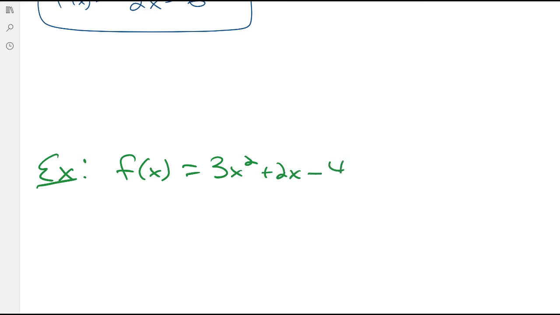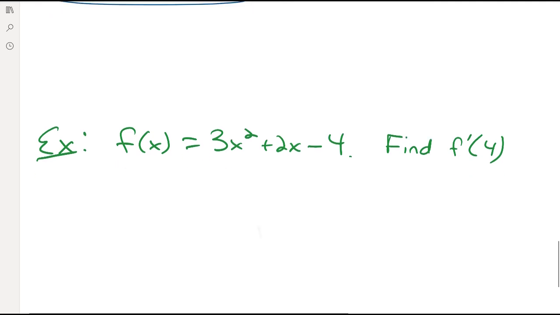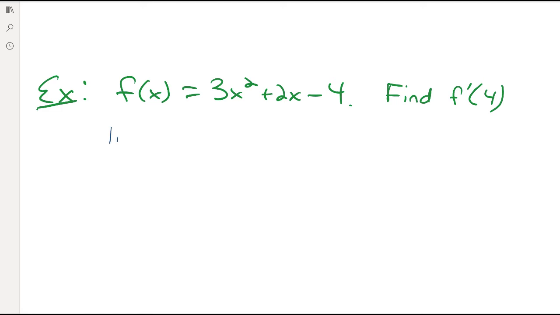Actually, let me just make one up here. For example, suppose f of x is, I don't know, let's say it's 3x squared plus 2x minus 4. Let's say we want to find f prime of 4. All right, so as always, we start with the definition of a derivative. So we're looking at the limit as h approaches 0 of f of x plus h minus f of x all over h.